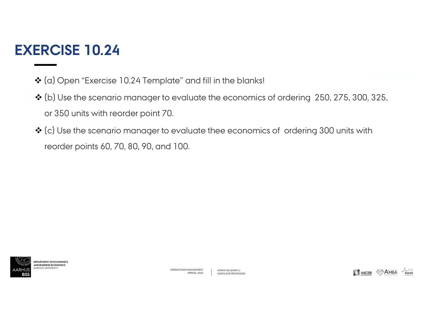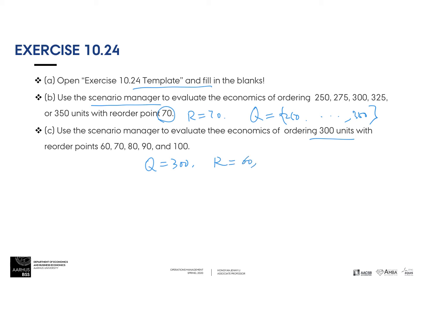Here are the 3 questions for this exercise. You need to construct your simulation model and use a scenario manager to evaluate the different policies. So here we're talking about a fixed reorder point R equals 70. Then the Q value can be different values here, 250 and then 350. And question C is to fix your order quantity Q equals 300, and then the reorder points can be different values.